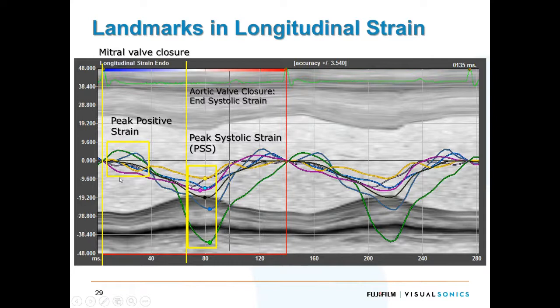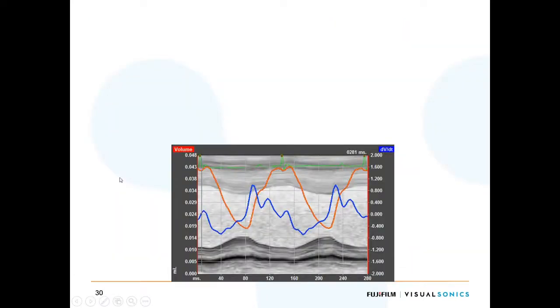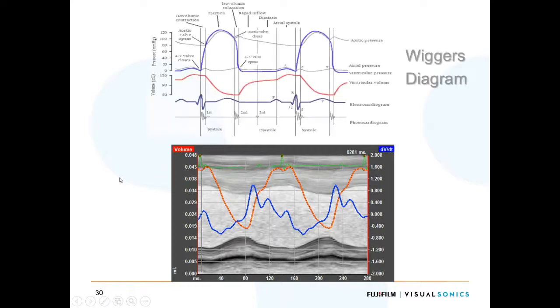And how do I know that that's where the aortic valve actually closes? Well, if we take that beginning change in volume over change in time and the volume graph from the first page, we can compare that to the Wiggers diagram, which is a great diagram to show how ventricular pressure, volume, and atrial pressure change corresponding to the ECG.